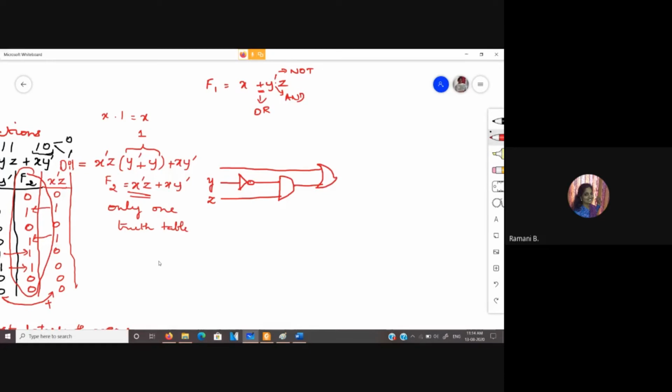Didn't come out very well, but okay. This is to be ORed with x. This is my F1. So this is giving me y bar, this is giving me y bar z, and this is giving me x plus y bar z. Okay, this is how we implement any function.